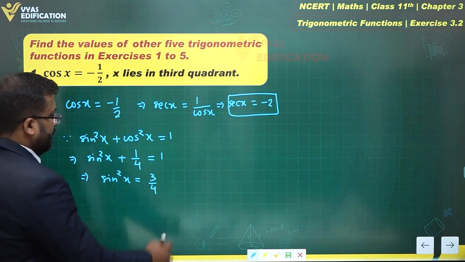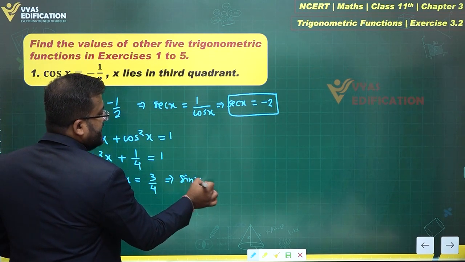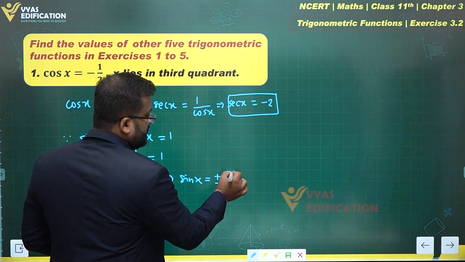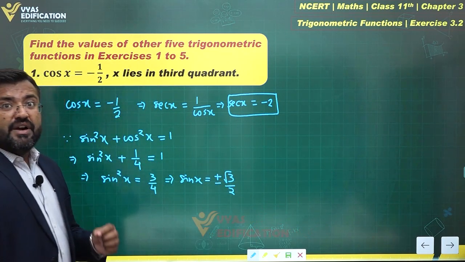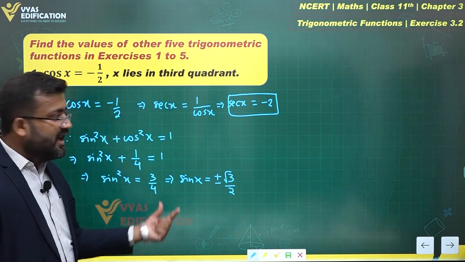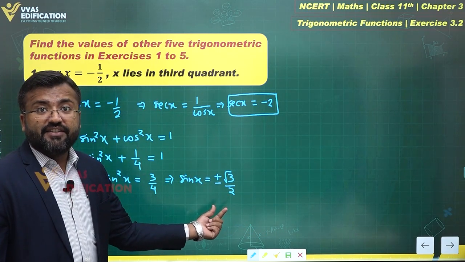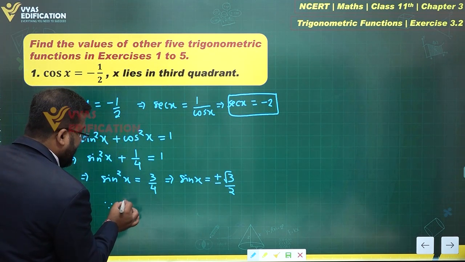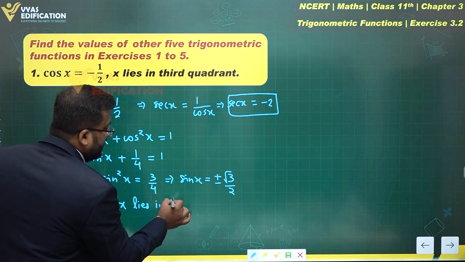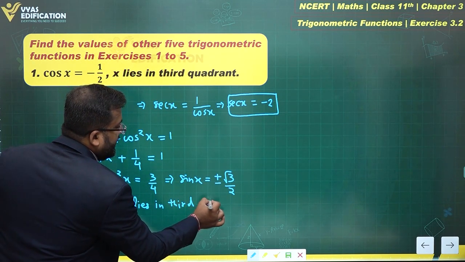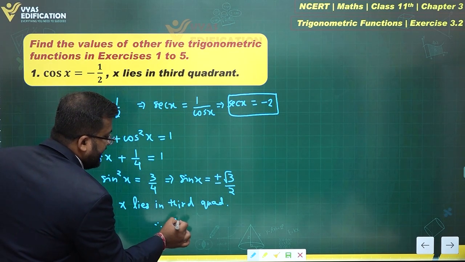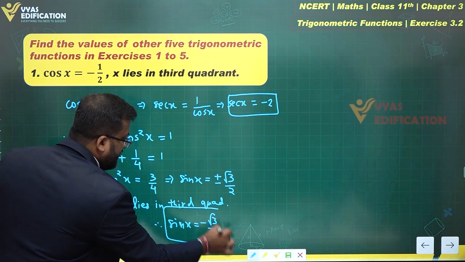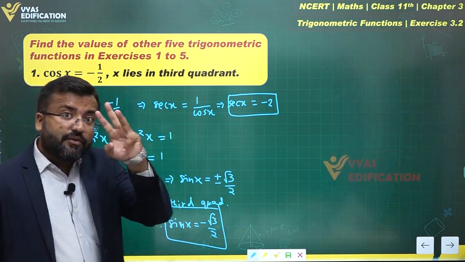Okay, therefore this will further imply that sin x equals, take the square root, you will get a plus or minus square root of 3 by 2. But since x lies in the third quadrant, which value will you take, the positive value or negative value? Since x lies in the third quadrant, sine is negative in that quadrant. So since x lies in third quadrant, therefore sine x would be equal to minus root 3 by 2. That's the first, second and third trigonometric function which you have found.